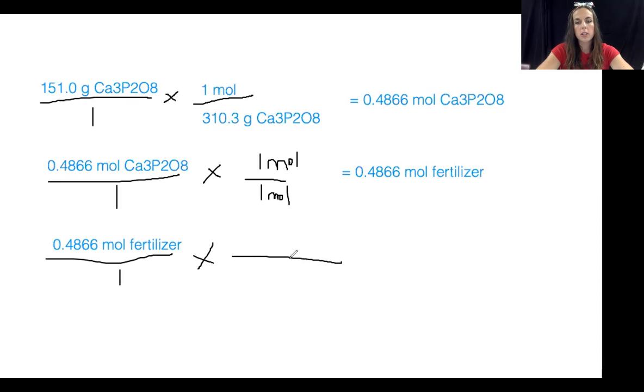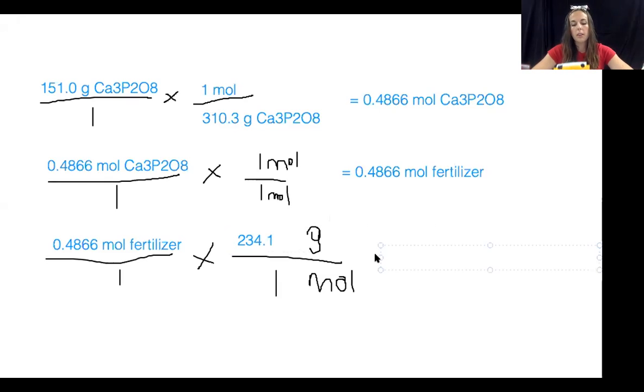And my conversion factor is going to be, I want grams, so that's going to be in the top. Moles is going to be on the bottom. And we know that we're going to find out how many grams are in 1 mole. So it's going to be 1 mole on the bottom. Now I'm going to look at the periodic table. And for fertilizer, we're going to look at the mass of Ca plus the mass of hydrogen times 4 plus the mass of phosphorus times 2 plus the mass of oxygen times 8. So that would give me 234.1 grams.